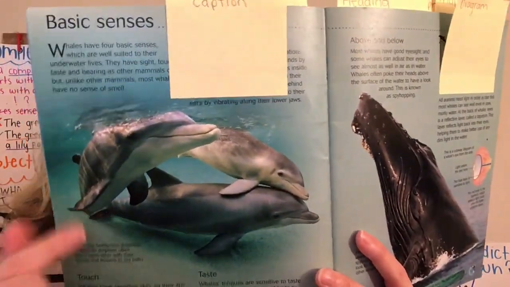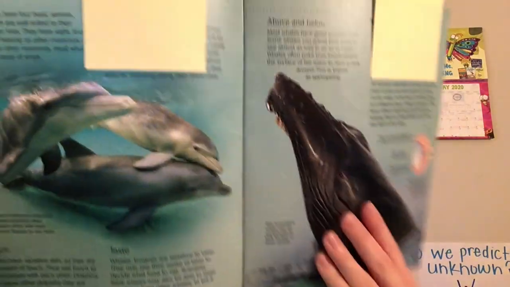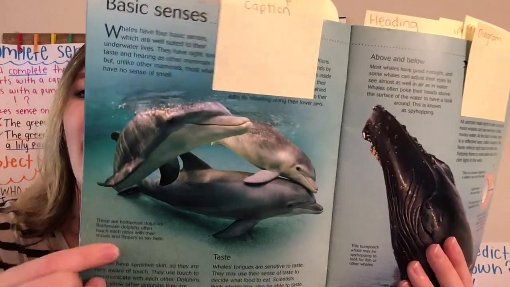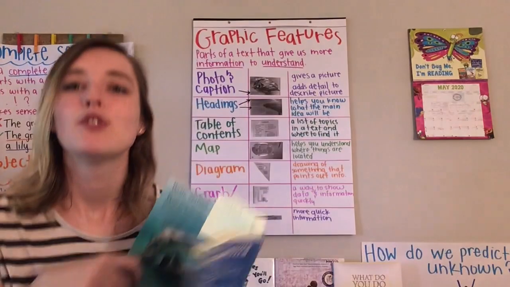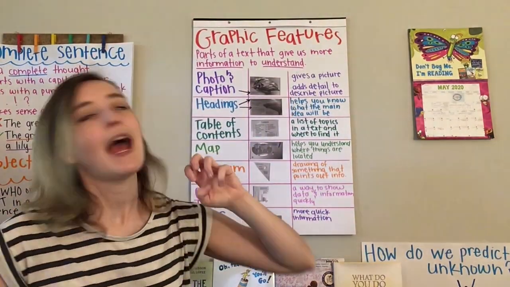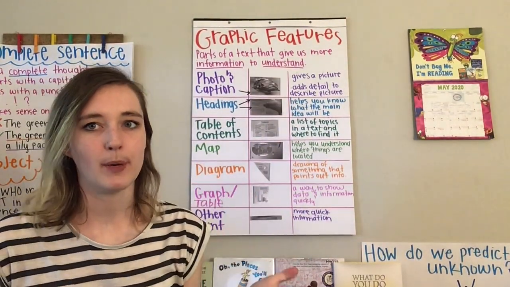So this caption explains what this picture is. We're reading about whales and dolphins, so we have a photograph of some, and then we have a little more information there. So that's what it does. It gives a picture and adds details to describe the picture.